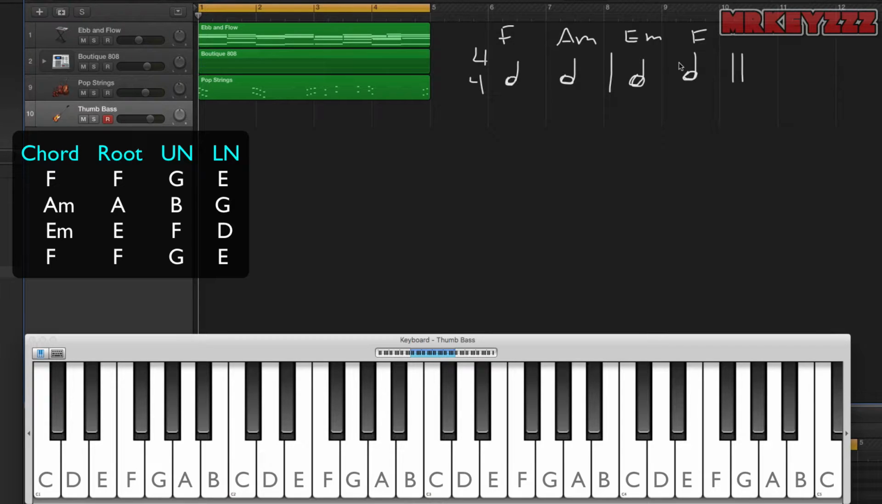Let's take a look at some examples. For the first example, I'm going to do upper neighbors before every chord with the beat. Here we go.